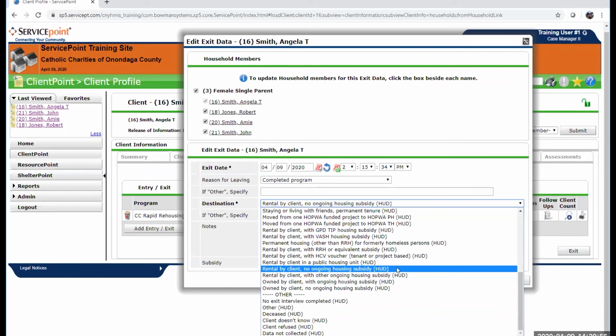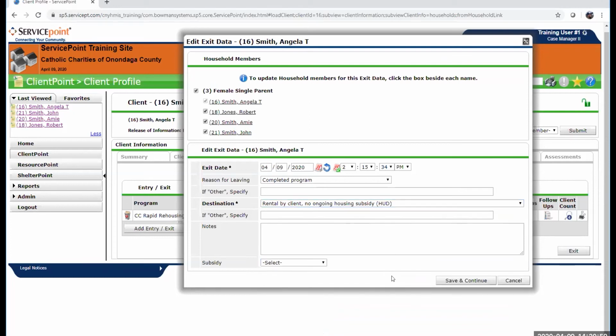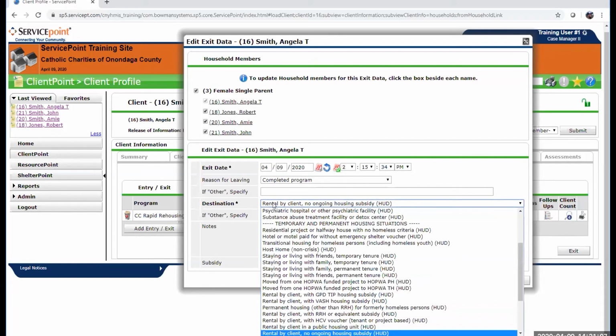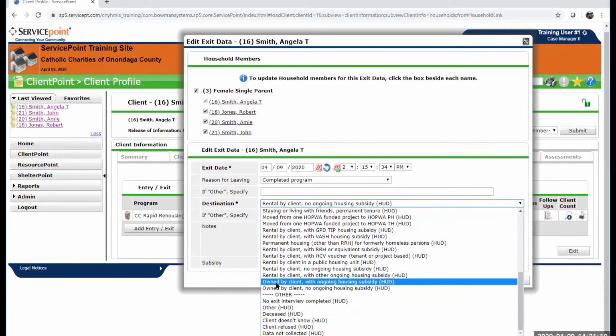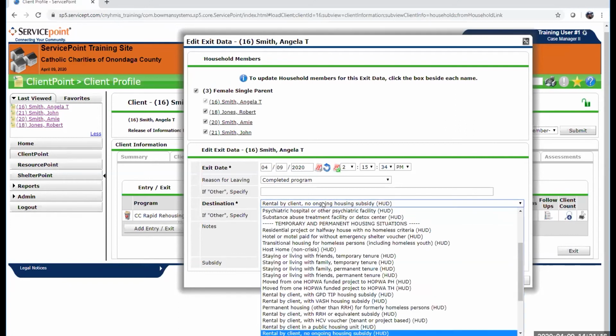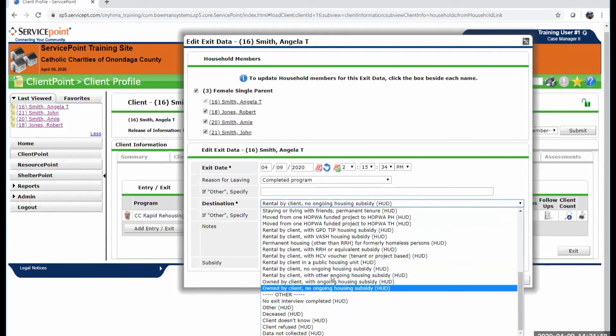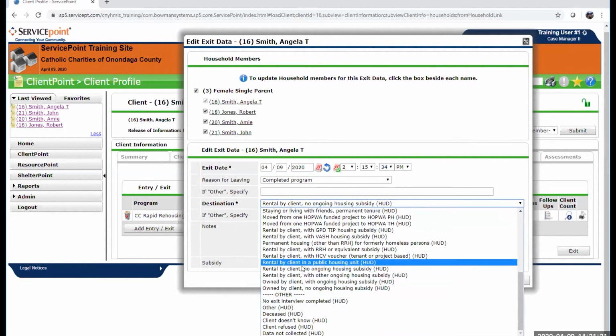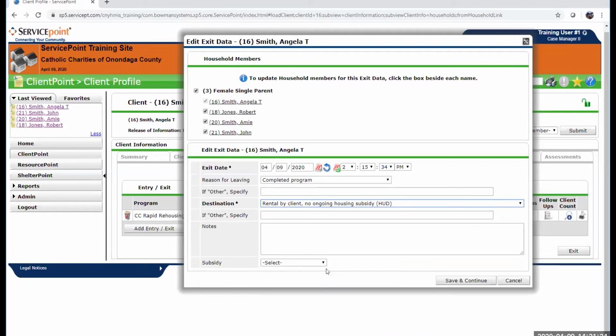We're going to select rental by client no ongoing housing subsidy for this person. The other sections here, if you do select other because there isn't something in this exhaustive list of housing options, then you can specify it in other. You should really think 2 or 3 times about whether or not it isn't already selected here. Because it probably does fall into one of those categories. And if you have a question about that, please contact your system administrator to clear that up.